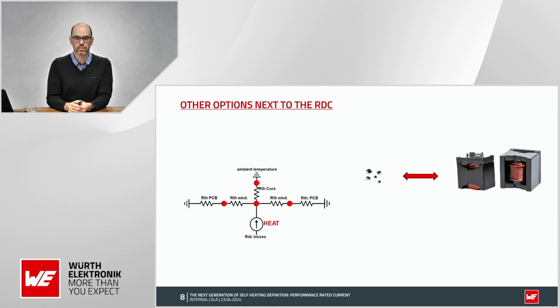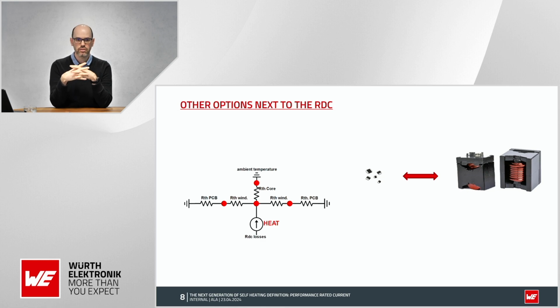This is highly dependent on the design. So for example, on the left side, we have some molded components. This means the iron composite particles are around the wire. So we have a very low thermal resistance between wire and core. So this means energy can be easily transferred into the material, and then the surface of the material can distribute the temperature into the ambient.